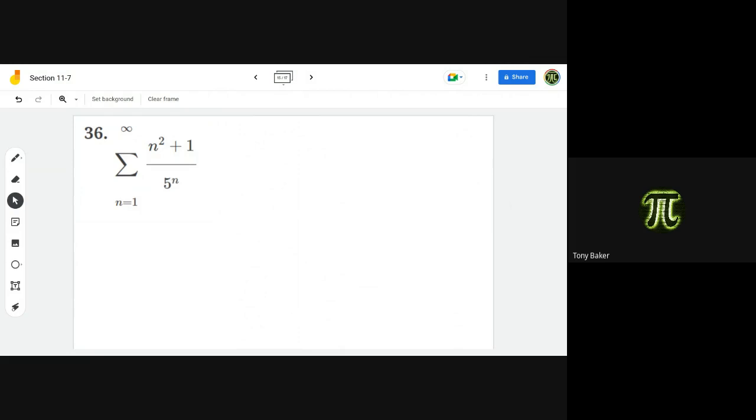So what do you want to try? The two tests that we have for absolute convergence are root and ratio. So which one do you want to use?